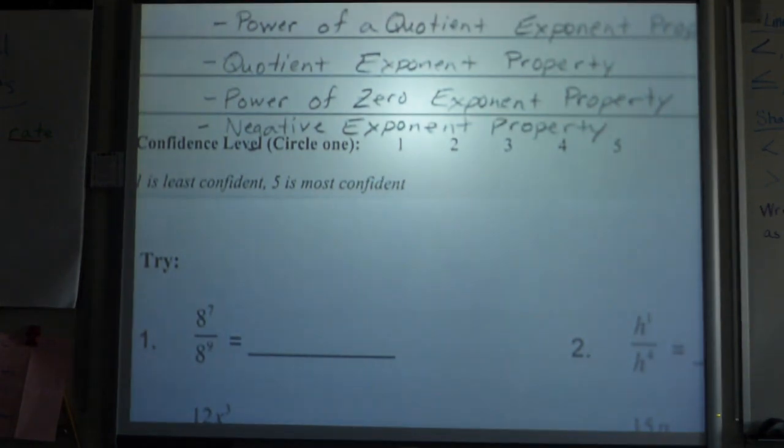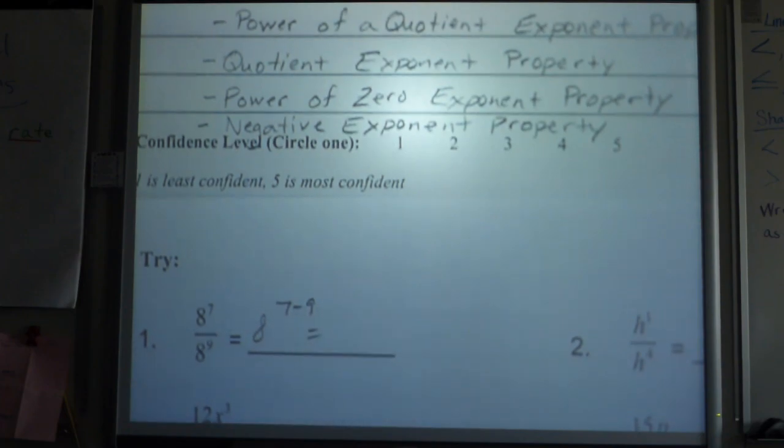All right, so when we look at number 1, we have 8 to the 7th divided by 8 to the 9th. So when we're dividing powers with like bases, we can subtract the exponents. So this is going to give us 8 to the 7 minus 9. Okay, what's 7 minus 9? Negative 2. So what we have is 8 to the negative 2. Is that a simplified answer? No, it's not. We cannot have negative exponents.